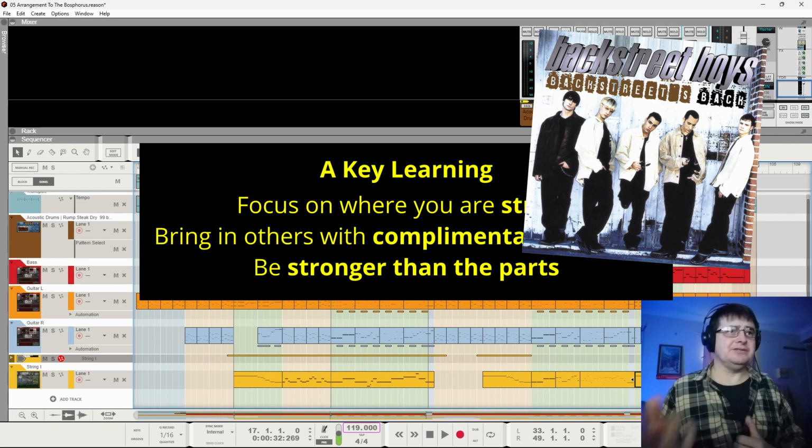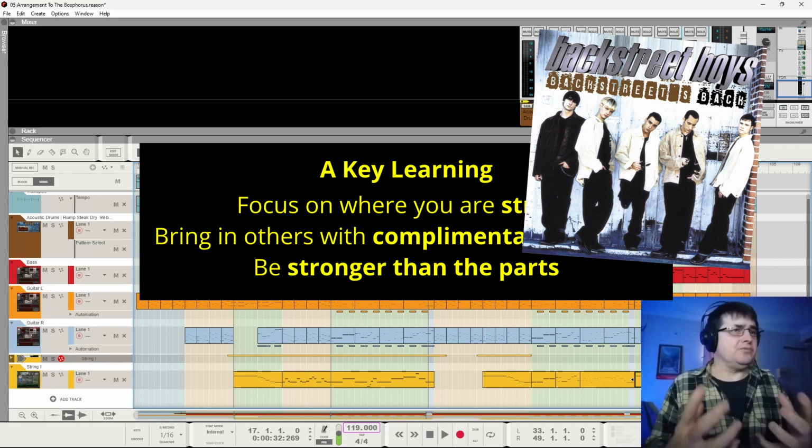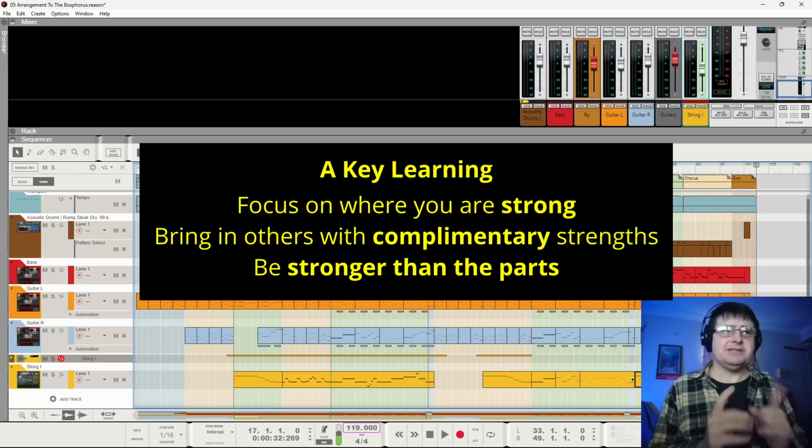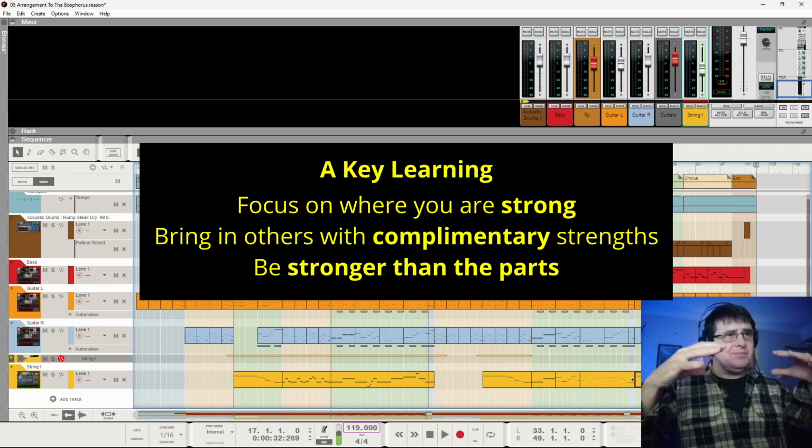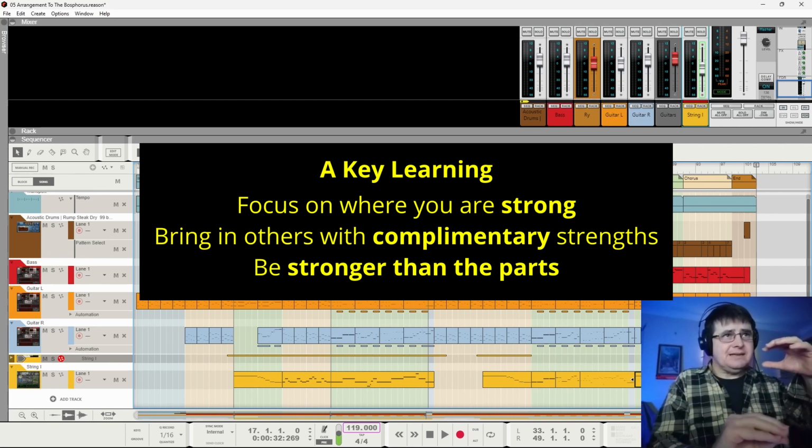Whoever they brought in to do that arrangement, they deserve every cent they got and probably more, because that's why it's a hit. And that's why if you put it on the radio right now, people will go for it, because it's so well arranged. That's a job you need to be doing at this level. But remember, you need to see the big picture, but work on the details.